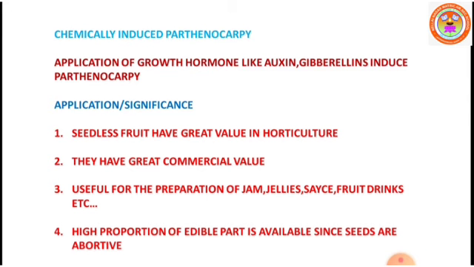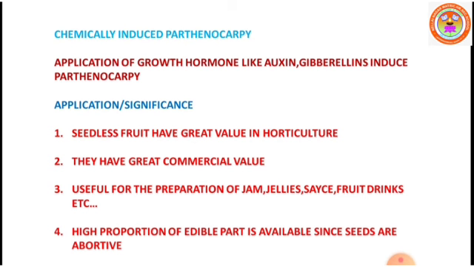Parthenocarpy is very much useful for the preparation of jams, jellies, sausage, fruit drinks, etc. Sometimes you might drink fruit squashes where you can't see seeds. In the food industry, those who are extracting juices from the fruits prefer only seedless fruits. Next, the quality. A high proportion of the edible part is available since seeds are abortive. Abortive means seeds won't be formed. So more edible part can be seen in fruits. So it has more commercial value.